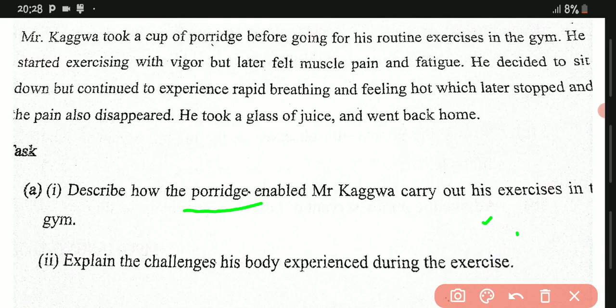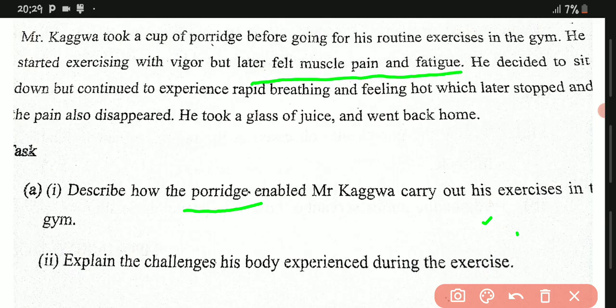Now when we look at Roman number 2, they are saying explain the challenges his body experienced during the exercises. They always give you these challenges in the scenario. That's why I told you how to read and underline. For example, they have told us that Mr. Kagwa, after carrying out a vigorous exercise in the gym, felt muscle pain and fatigue.